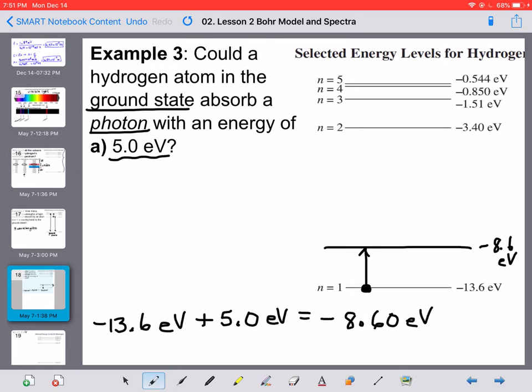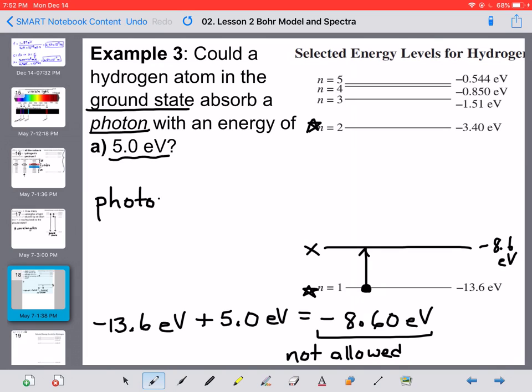So the electron's allowed to be here in n equals 1, or it's allowed to be here in n equals 2, but it's not allowed to be here in this energy level that I just drew, because that energy level doesn't actually exist in hydrogen. And so because the electron is not allowed to have negative 8.6 electron volts of energy, what we can say here is that the photon is not absorbed.